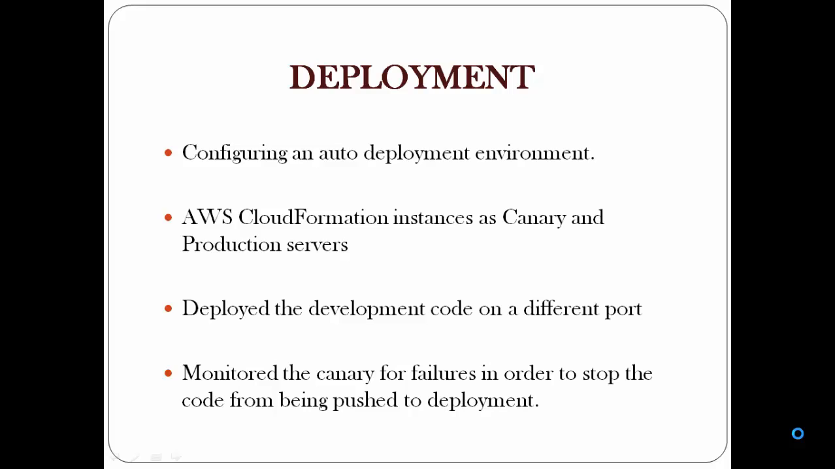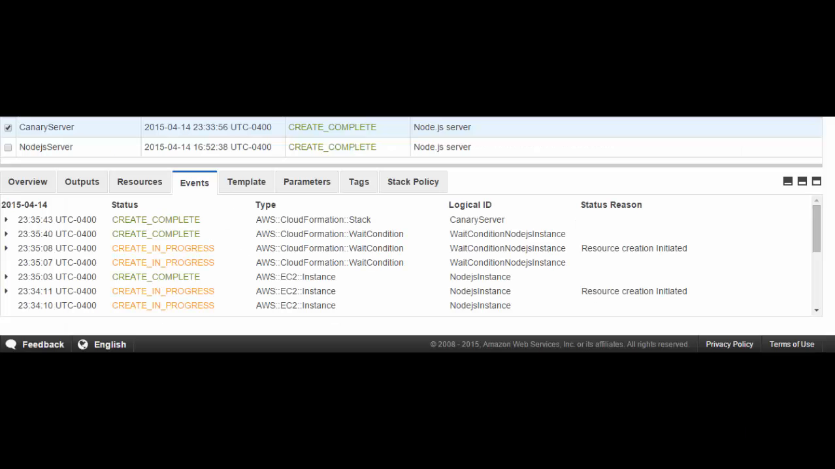We used AWS CloudFormation stacks as canary and production servers. We deployed the development and canary code on a different port, and we monitored the canary for failures in order to stop the code from being pushed to deployment. For the deployment milestone, in order to create the auto deployment configuration, we create 2 remote AWS CloudFormation stacks, which would serve as our canary and production servers respectively.